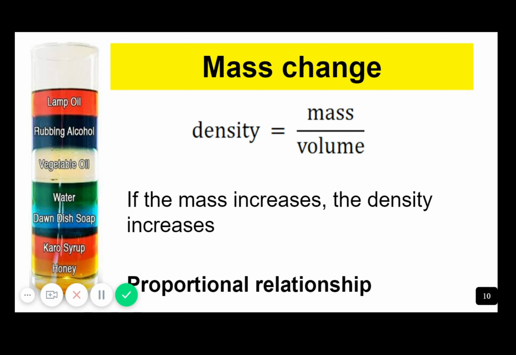What is meant by proportional is that if one factor increases, the other factor also increases. So if one goes up, the other goes up. If one goes down, the other goes down. That is proportional. So remember the word proportionate. Proportionate here means the same.